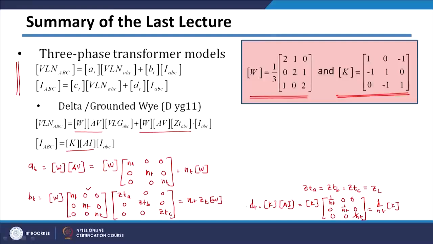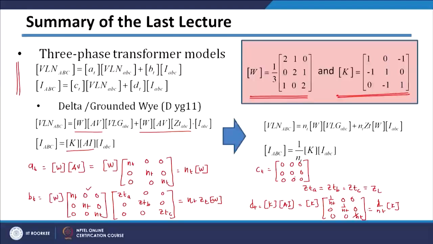Sorry, this is your D matrix, and your C matrix will be equal to 0, 3 by 3 size. So for the delta grounded Y connection, that is DYG, because Y is grounded and it is 11, meaning there is a 30-degree phase shift between primary and secondary quantities. You can see that your A parameter is given by NT multiplied by W here, your B parameter is given by NT multiplied by ZT multiplied by W here, your D parameter is given by K divided by NT, and the C parameter is 0. So these two connections we had seen in the last class.